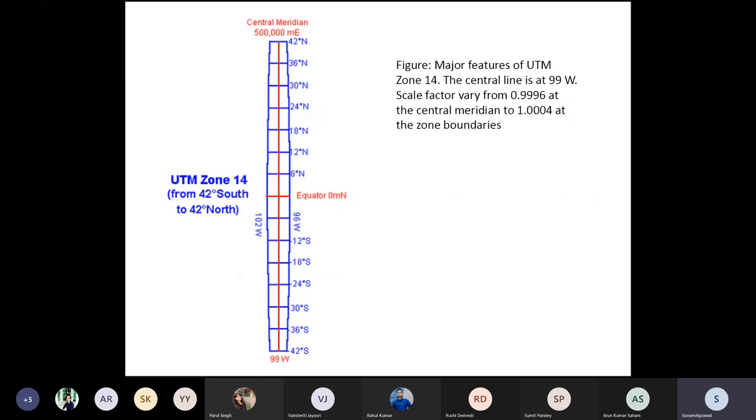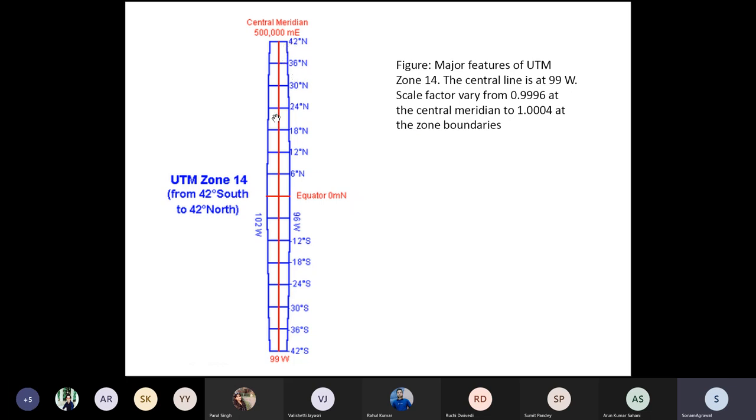I will show you this from this one. So this is how this whole zone will be created. This is one of the zones, a major feature of UTM zone 14. Now, if you see this zone 14, it will be from 102 degrees west up to 96 degrees west. This is the extent, 102 up to 96, so there is a total 6-degree extent. Then what will be the position of the central meridian? The central line will be at 99 west, 3 degrees from each side. So it will be at 99 degrees west.